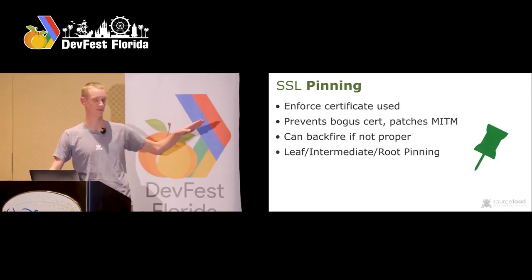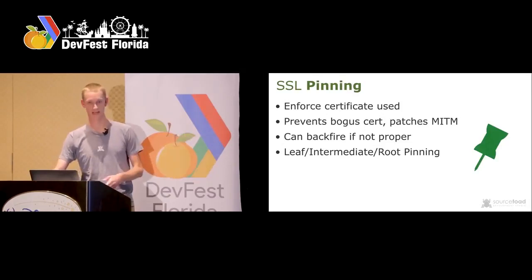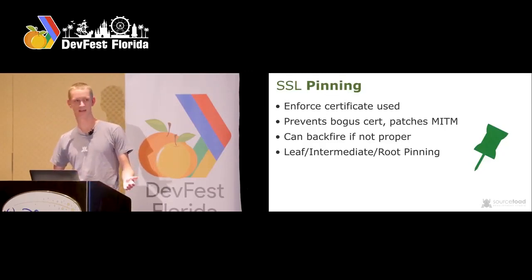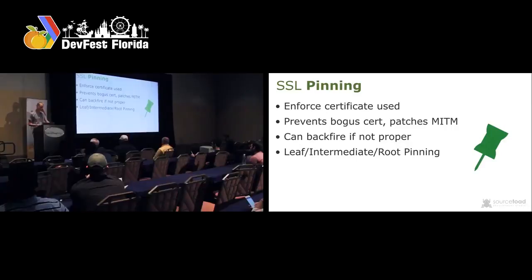If you pin the leaf, it's very secure because you know you have generated the certificate. You're asking your client to connect with it. If you do intermediate, that's like saying, I'm going to trust Let's Encrypt, which is fine, but a lot of people can generate certs on Let's Encrypt, so it's not exactly the most secure. And then root pinning, I don't know of anyone really doing that, but I put it up there.